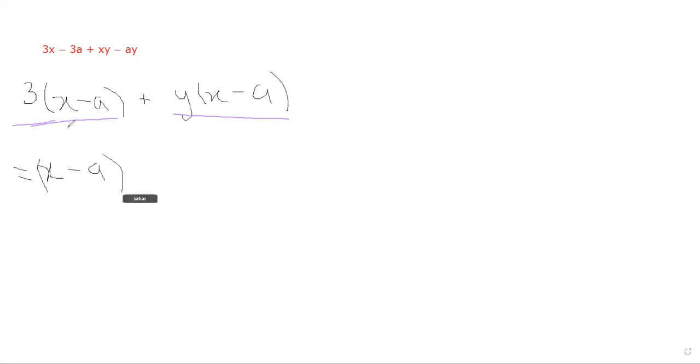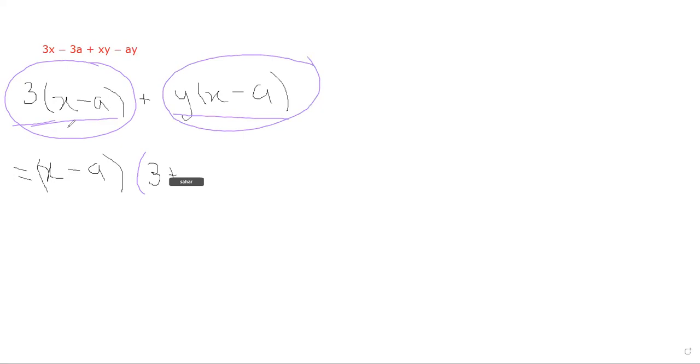So what is left in the first term? Miss, should I write it like a square? No, because it is only one term. You are taking it common, so only one time. Now, what is left in the first term? 3. Okay, right. And what is left in the second term? y. So this is the answer. Clear?